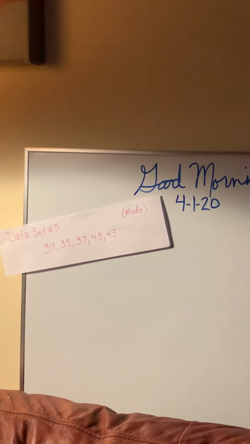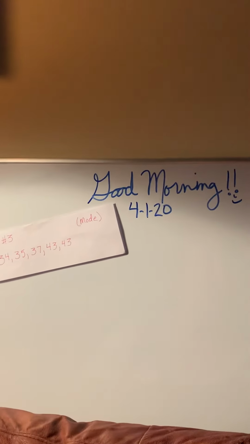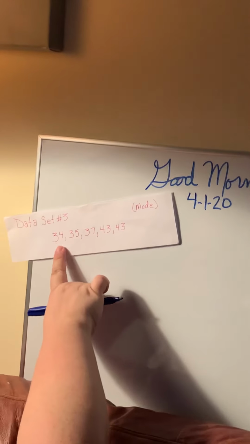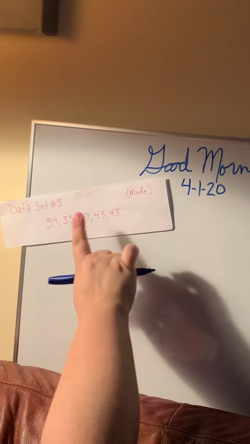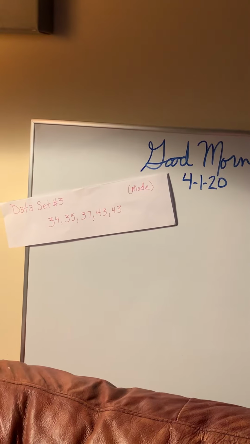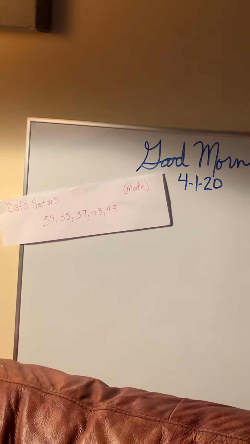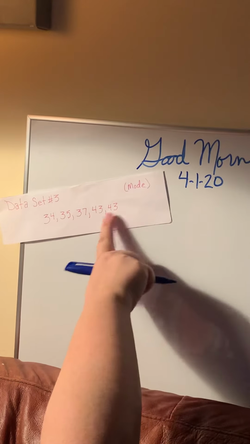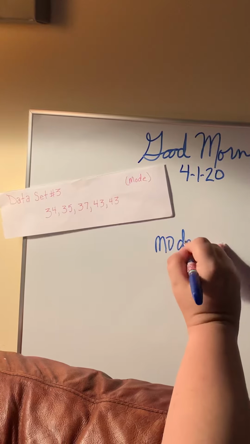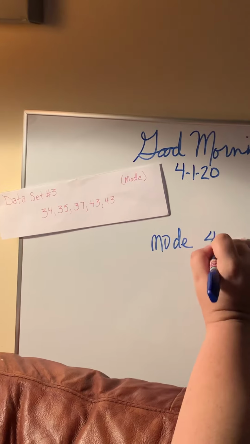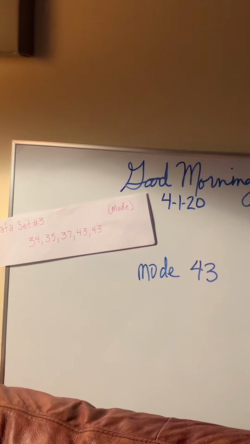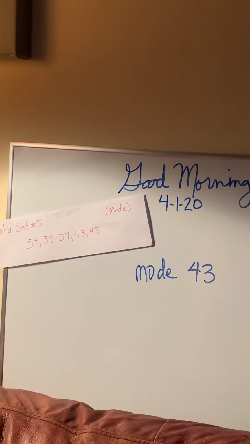All mode is the number that occurs most often, okay? So if you look at this particular data set, we've got 34, 35, 37, 43, and 43. What number occurs the most in this set of numbers? Well, if you look, 43 happens twice. So the mode for this set of information is 43. Mode just means how many times it happened. It happened the most. Mode most.